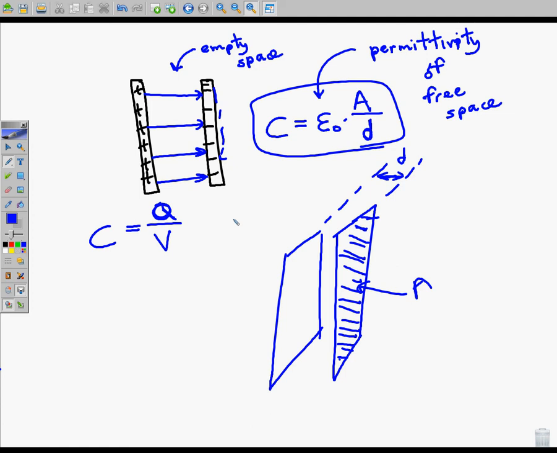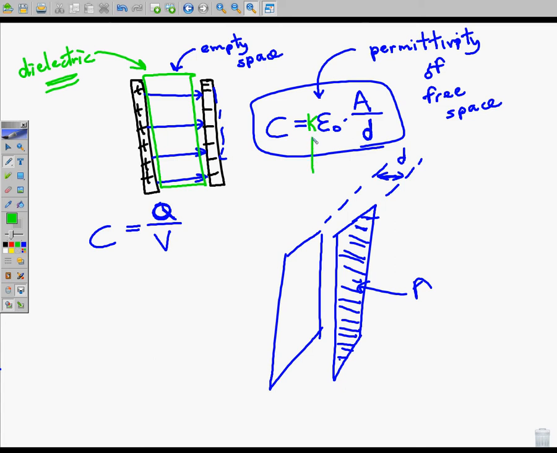If the capacitor had some sort of glass in between the plates, then it wouldn't be so simple. Basically, if you put some other material in between the two plates, this material right here is called a dielectric. That would tweak the formula. Instead of just capacitance equals epsilon 0 times A over D, you would also have to put in a little K right here.